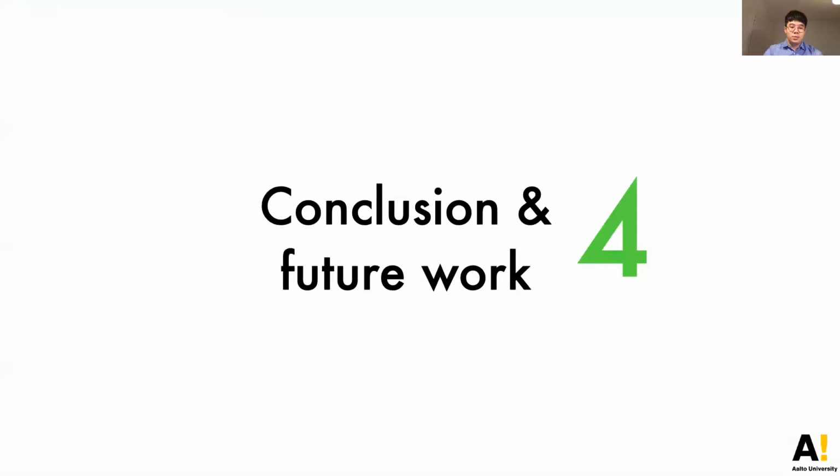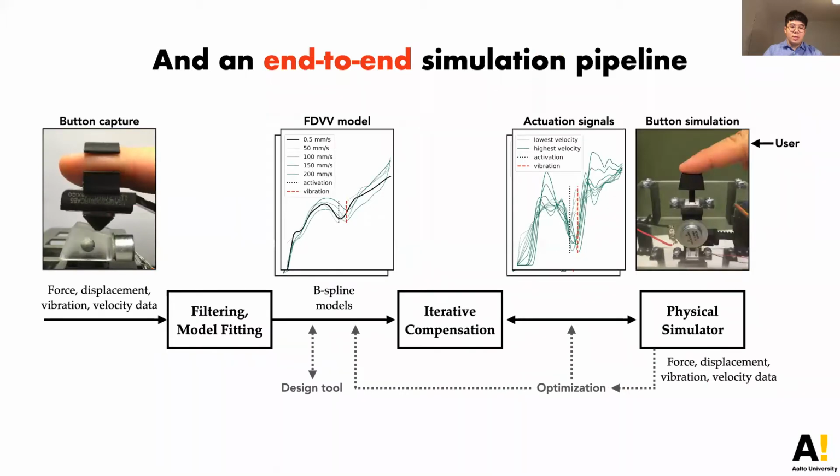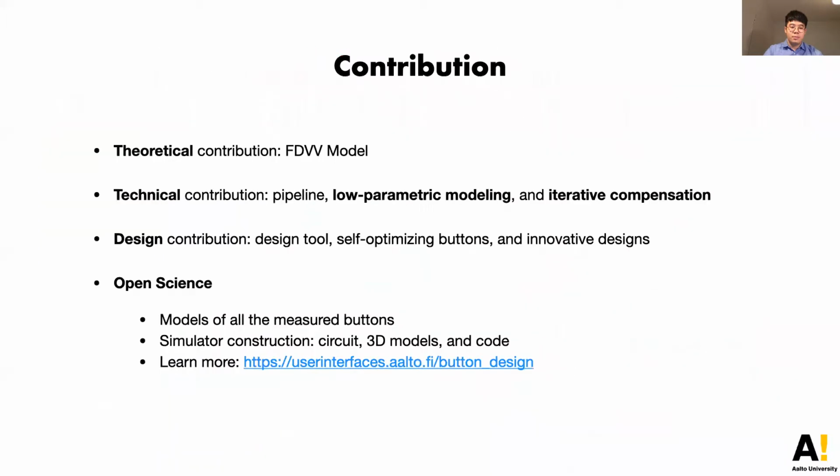To conclude, we introduced a novel button model which has vibration and velocity-dependent responses. We also present an end-to-end simulation pipeline. We contribute the model, the implementation, and a set of design tools for the community. The technical implementation, such as low-parametric modeling, iterative compensation, and design of the simulator, can go beyond button simulation to force rendering and haptic rendering devices. All the materials, including the data and the simulator constructions, are on our project page.